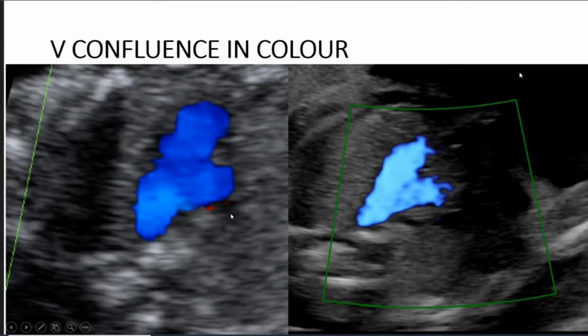So when we put color, this is first trimester, this is second trimester. The three-vessel view becomes three-vessel tracheal view. And what is three-vessel tracheal view? It is continuation of pulmonary artery as ductus arteriosus, continuation of ascending aorta as aortic arch, and both these meet to the left of trachea in the shape of a V, and that is the three-vessel tracheal view.